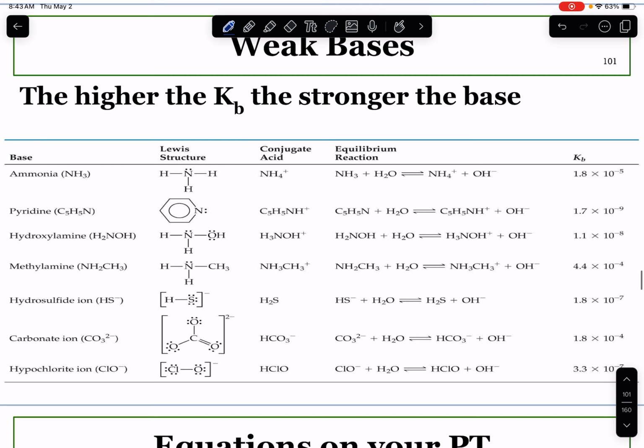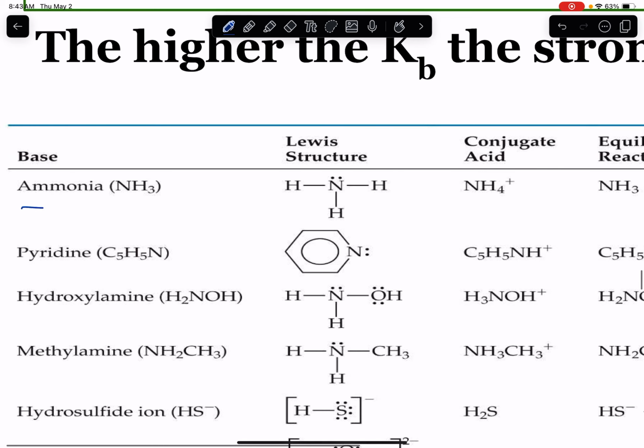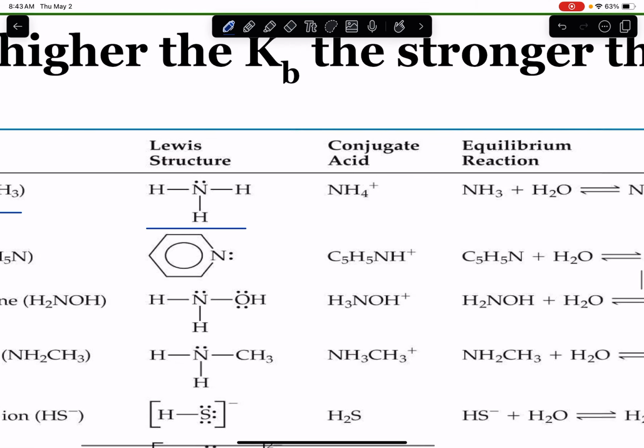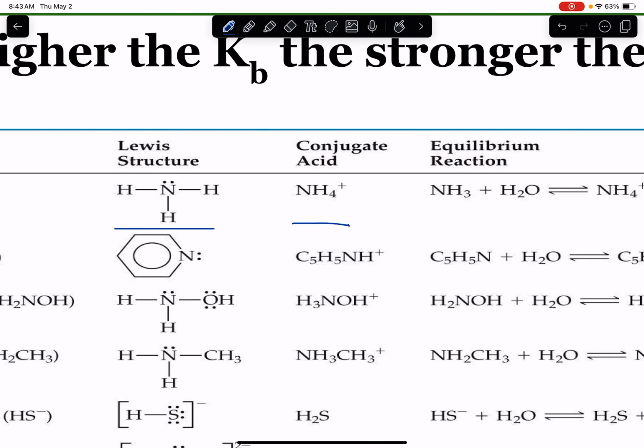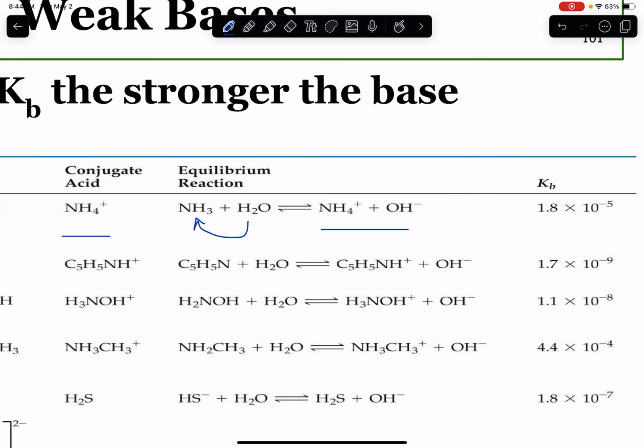Here's a list of some weak bases. Of course, this is not an exhaustive list, but here's just some of them. So let's look at ammonia, again, NH3. Here's its Lewis structure. Once it gains a hydrogen ion, it now looks like this, NH4+. Here's the reaction where water is transferring a hydrogen ion to NH3, and these are the products left over. When we calculate the Kb at equilibrium, then we have 1.8 times 10 to the negative 5.